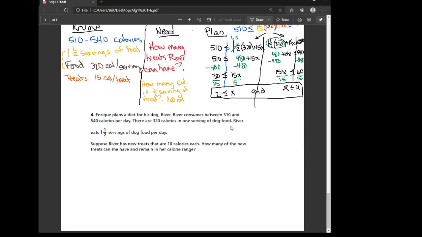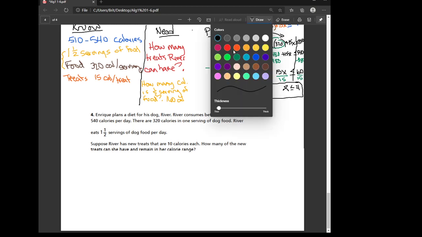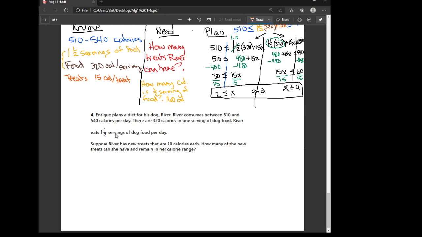So now, in the second part of the problem, Enrique is going to go ahead and he's buying a different kind of treat. And so when Enrique is buying his treat, he finds some that are kind of diet treats that are 10 calories each instead of 15. Everything else about the problem is still the same, okay? River still needs between 510 and 540. There's still 320 calories in a serving of dog food. Still eating 1.5 servings of food a day. But the new treats have changed.